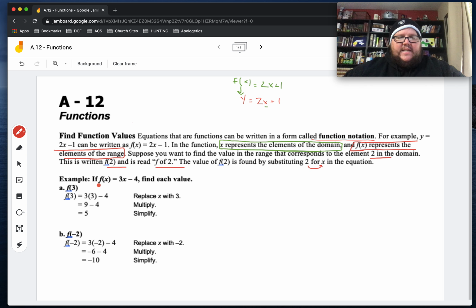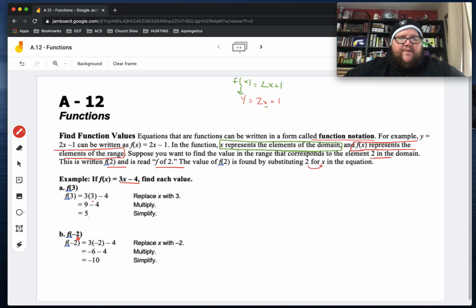So in example 1, if f of x equals 3x minus 4, find f of 3. So f of 3 equals, I'm plugging in 3 for x. So you're just plugging 3 in. So 3 times 3 minus 4. 3 times 3 is 9. 9 minus 4 is 5.